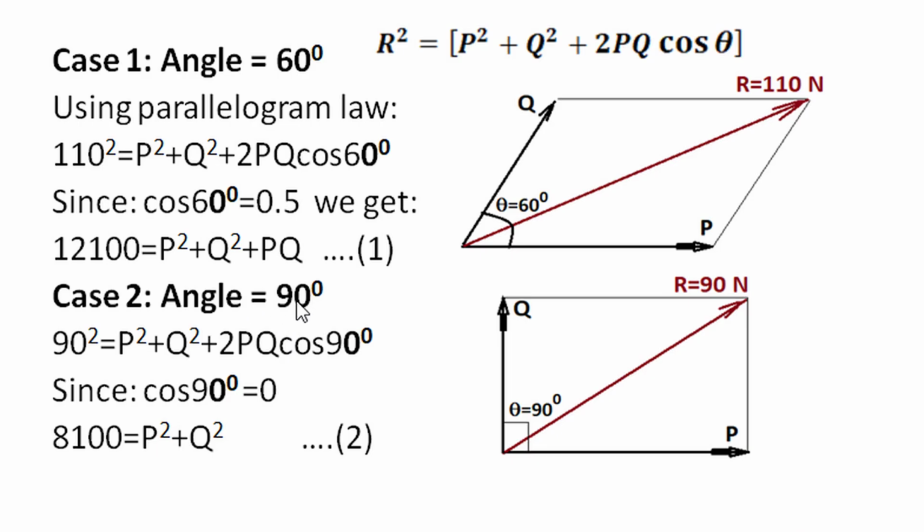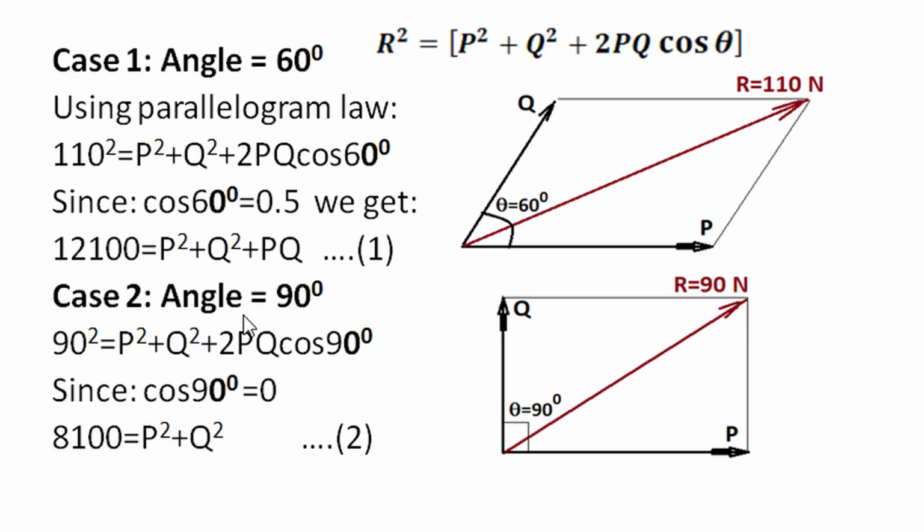Similarly, the other angle is 90 degrees. When we substitute theta 90 degrees, the resultant is 90 Newton. 90 squared is 8100. Cos 90 is 0, so the term 2PQ cos theta becomes 0. So P squared plus Q squared equals 8100 becomes our second identity, and we will simultaneously handle these two identities to find the values of P and Q.